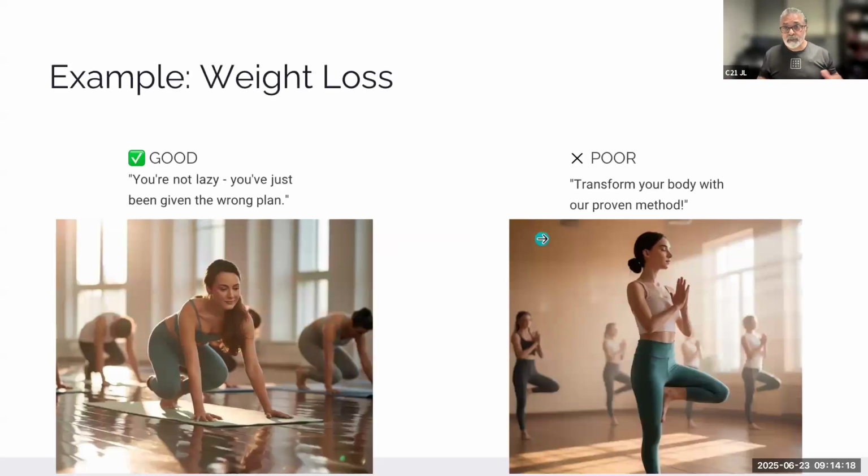So look, if we're talking about, let's say, weight loss, and this is from prior training, the one on the right says transform your body with our proven method. That's not going to hit a trigger point for me. Everybody has a proven method. I've seen it all over the place. They have hundreds of reviews, and most of them are from influencers, or they got a free package, a free drink. Please leave us a review. If you go to Home Depot, you'll see the same thing. Now on the left, it says you're not lazy, you've just been given the wrong plan.